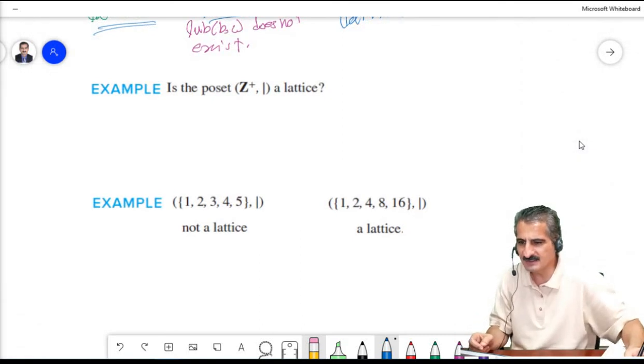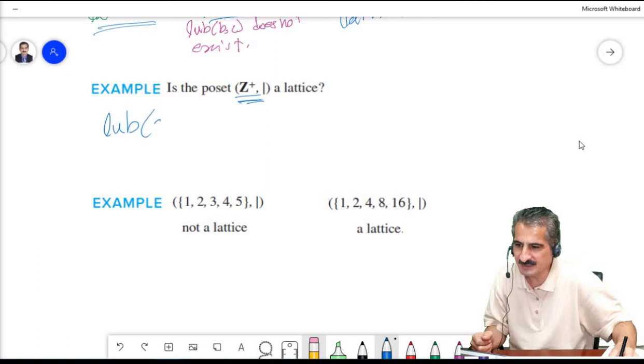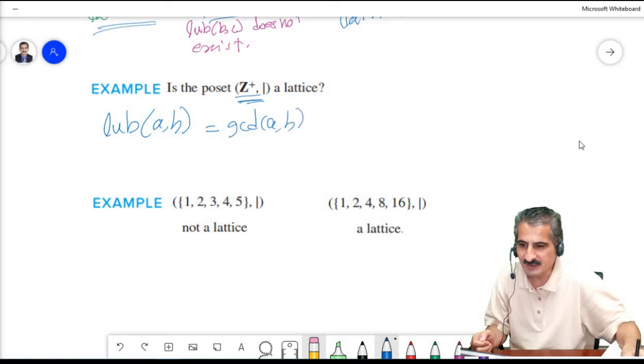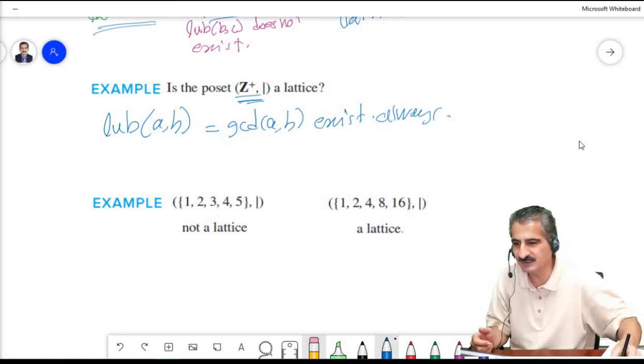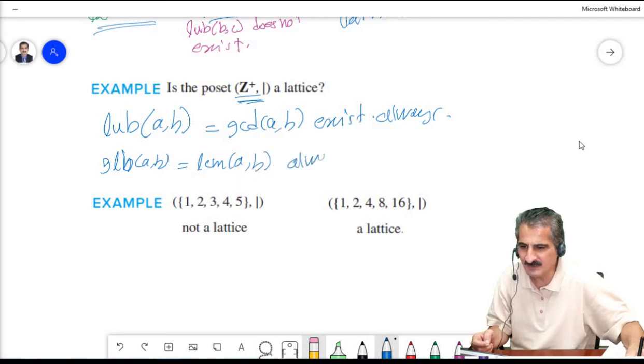Is this set a lattice? It is the set of positive integers with division, and the answer shall be yes, because the least upper bound of every two elements is the greatest common divisor, and it must exist. It always exists, because we are talking about positive integers, not negative. And the greatest lower bound of any two of these elements is simply the least common multiple, and it always exists. So this is a lattice.